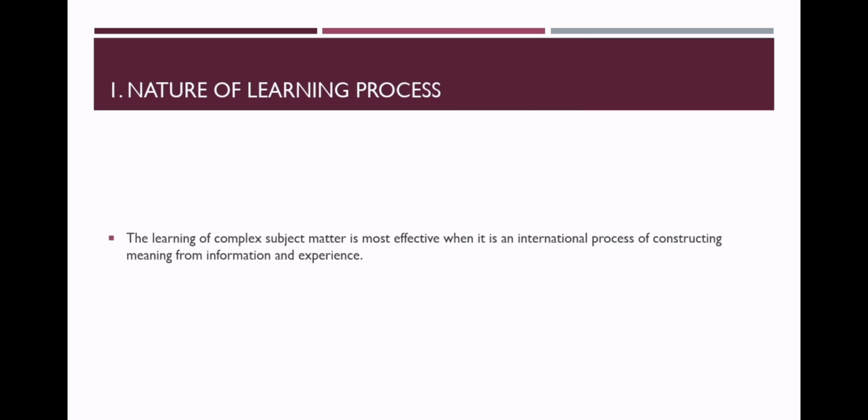So the learning of complex subject matter is most effective when it is an intentional process of constructing meaning from information and experience. So, in psychology, a construct is a skill, attribute, or ability that is based on one or more established theories. So, it means that we teachers must teach the students to use this skill, attribute, or ability in learning complex subject matter, for this is the most effective way to learn.